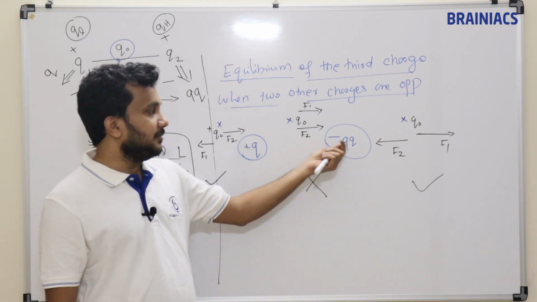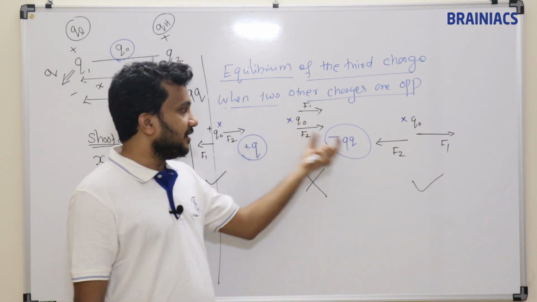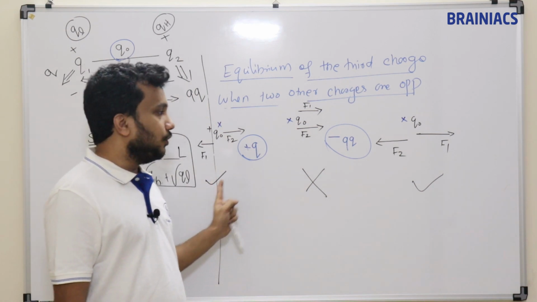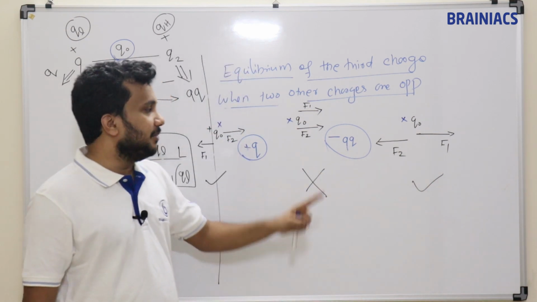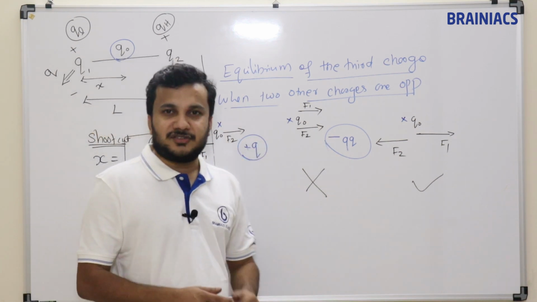Higher charge in the sense I am telling the magnitude wise, 9q, this is q. Sign is different, but magnitude wise this is 9q. So there is an equilibrium position either towards left or towards right, but it will never be in between the two charges. Here we have another challenge.